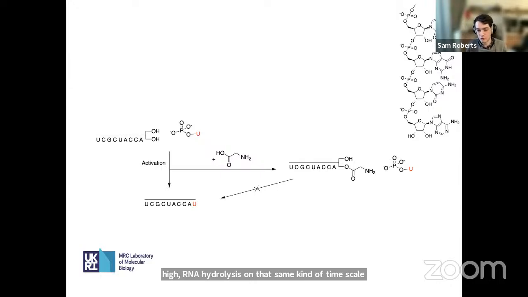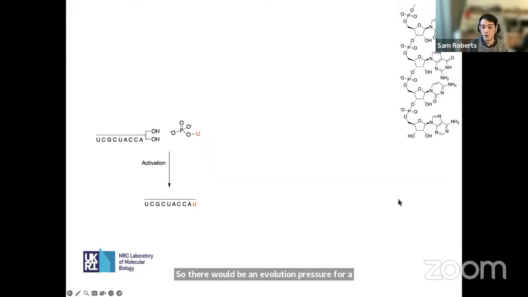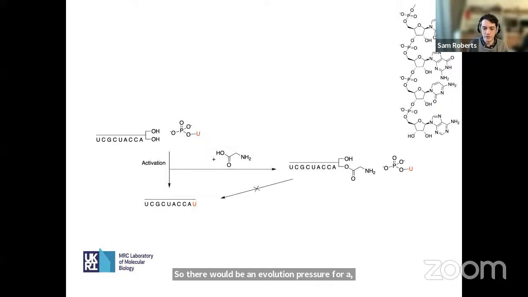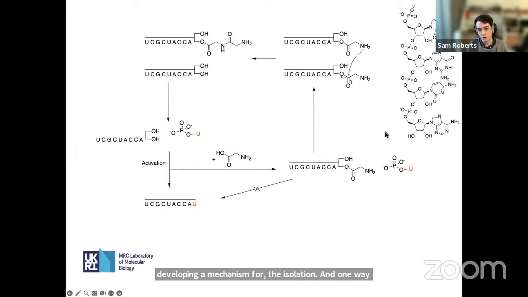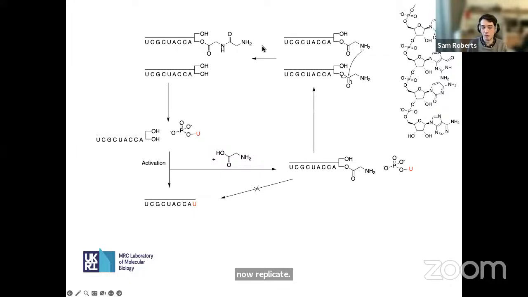So there would be an evolutionary pressure for developing a mechanism for deacylation. And one way to do this would be through translation, because if you had two of these molecules next to each other in the right conformation to form a peptide bond, you go from two blocked RNAs to one blocked RNA, which now has a dipeptide on it, and we have our free RNA that can now replicate. So we have this sacrificial RNA that's going to take the hit for the team and produce dipeptidyl RNA. That's essentially a waste product in this process.